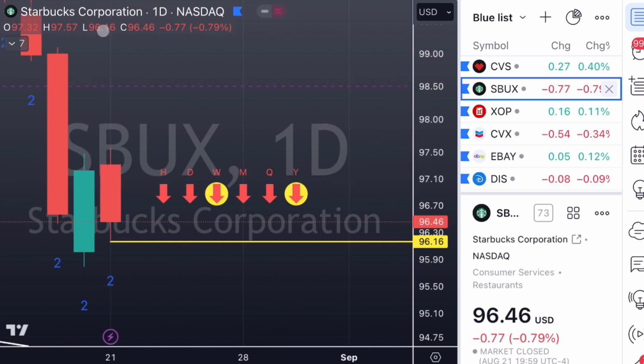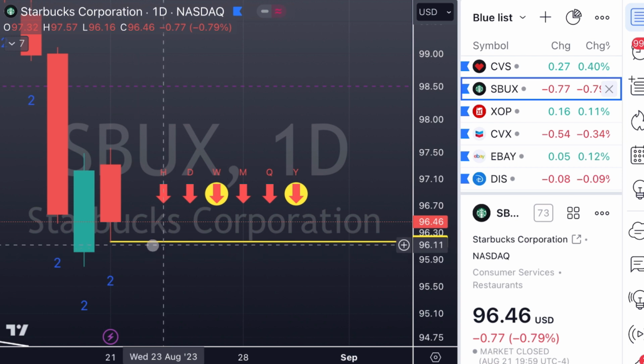We didn't know this one wasn't going to hit targets. We didn't know it was just going to tick up and then trend back down for the rest of the day. There's no way of knowing that, okay? So that's why we say we base it off of probabilities. When we have a 2 down that finishes green, we look for the trend to come back up. Now we have a 2 up that finished red, the exact opposite. We're going to look for this to trend down.